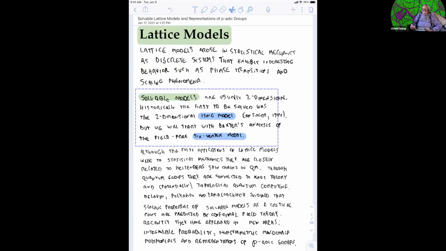Certain models are called solvable, and the first example is the two-dimensional Ising model. It's possible to analyze that very precisely, and after some preliminary work, this was done by Onsager in 1944.